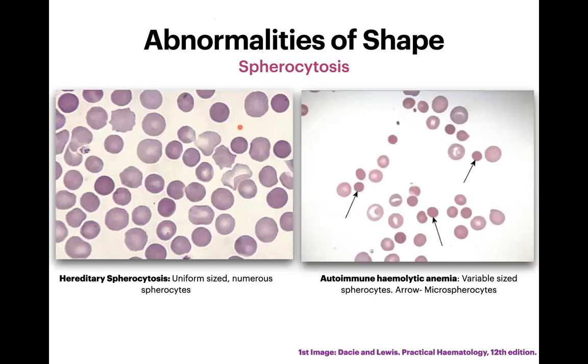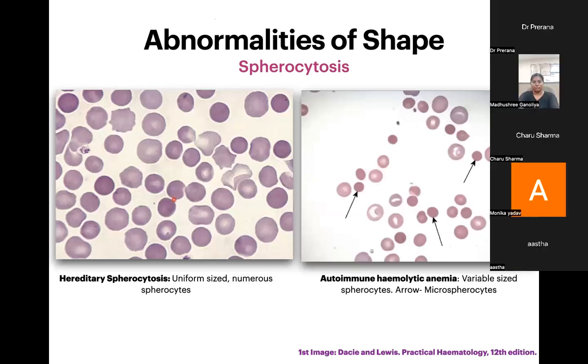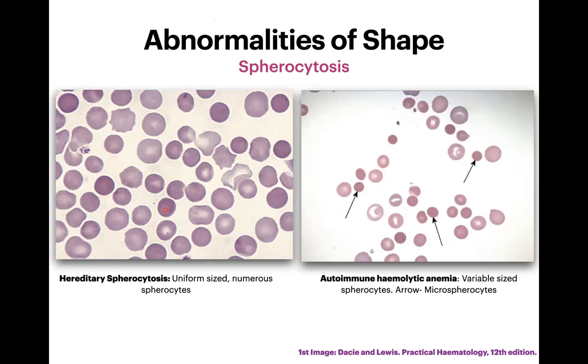Like I said, this image we showed last time also. The first image is from a case of hereditary spherocytosis. Here you are seeing spherocytes which are almost of similar size. You can see the normal looking RBCs, and in between there are spherocytes which are dark in color and lack central pallor. One striking thing is that they are numerous, and their sizes are the same.